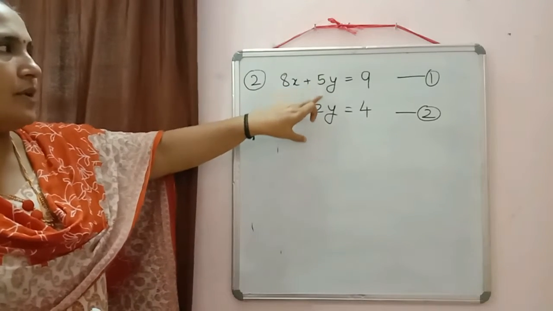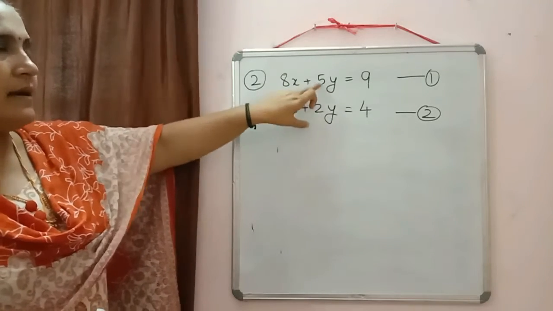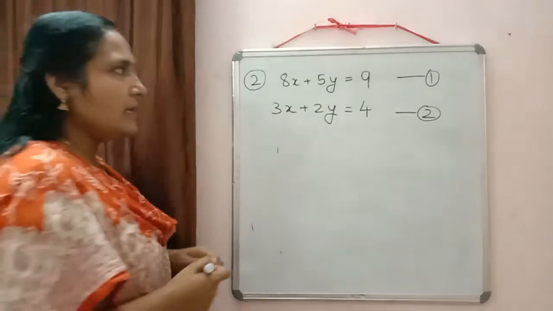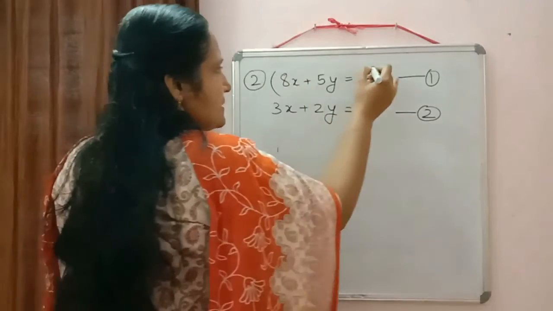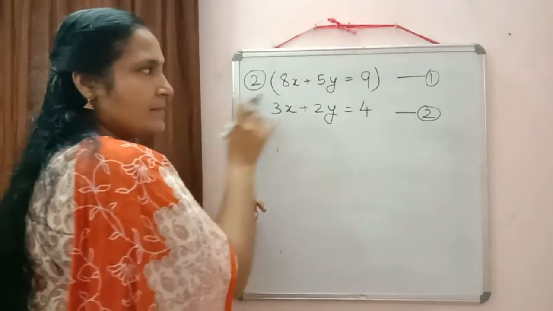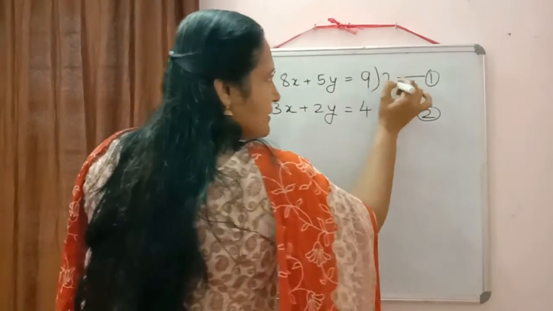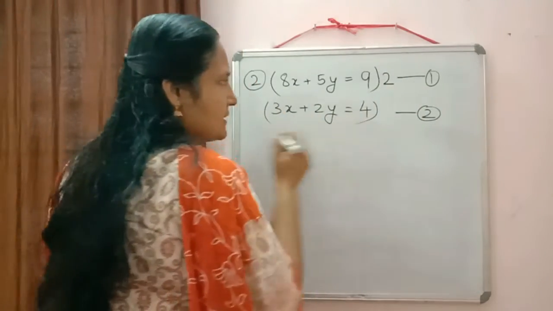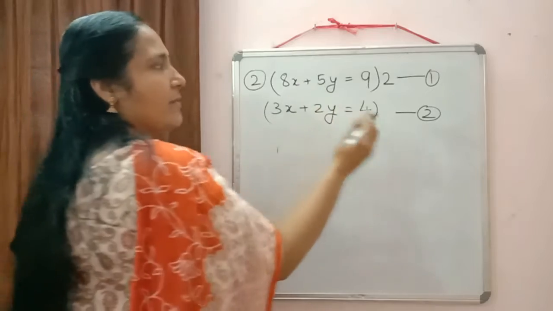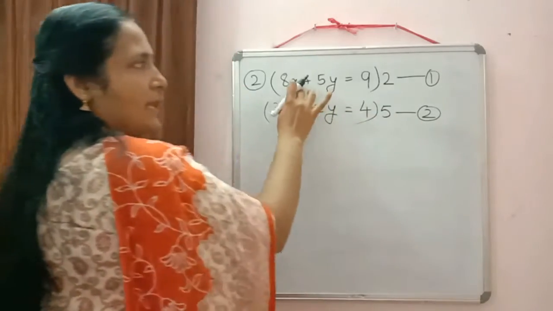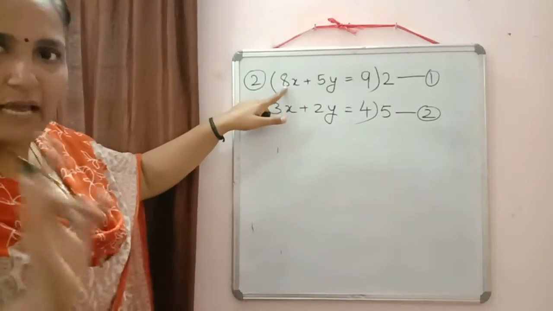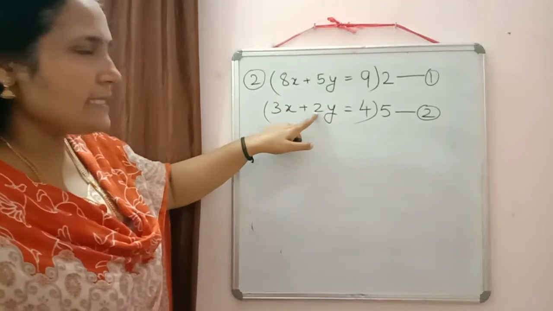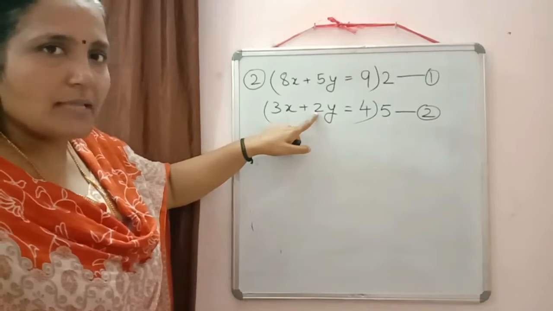So what we are going to do? We are going to make the coefficient of y equal. So to make them equal, we'll multiply the first equation by which number? Yes, we'll multiply the first equation by 2. And the second equation will get multiplied by 5. So multiplying the first equation by 2. Why we multiplied it by 2? Because coefficient of y in the second equation is 2. That's why.